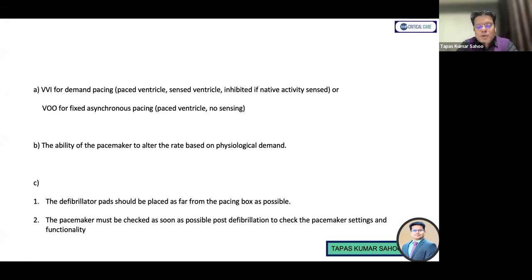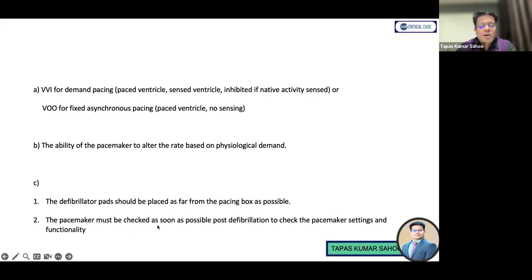So if the patient is requiring the heart rate to be increased, then the pacemaker would sense it and alter the rate. Now, some of the key changes when you try to defibrillate a patient in your ICU, but the patient already has a permanent pacemaker. Some of the precautions that you should remember: the defibrillator pads should be placed as far as possible from the pacing box. This is answer number 1.